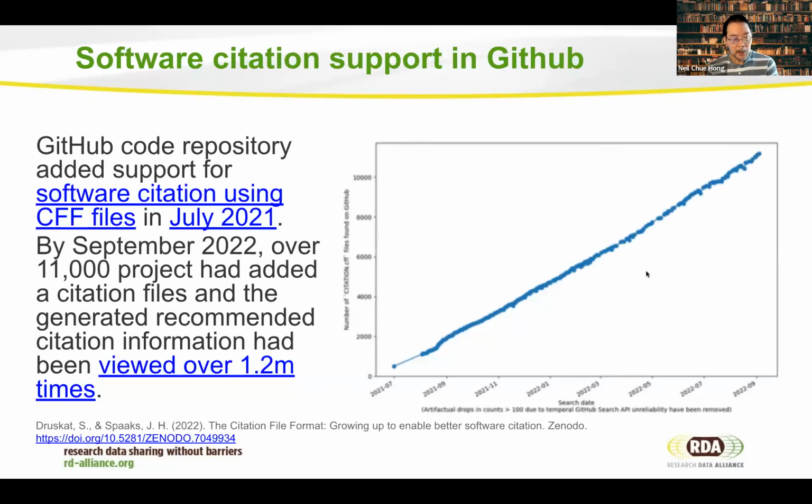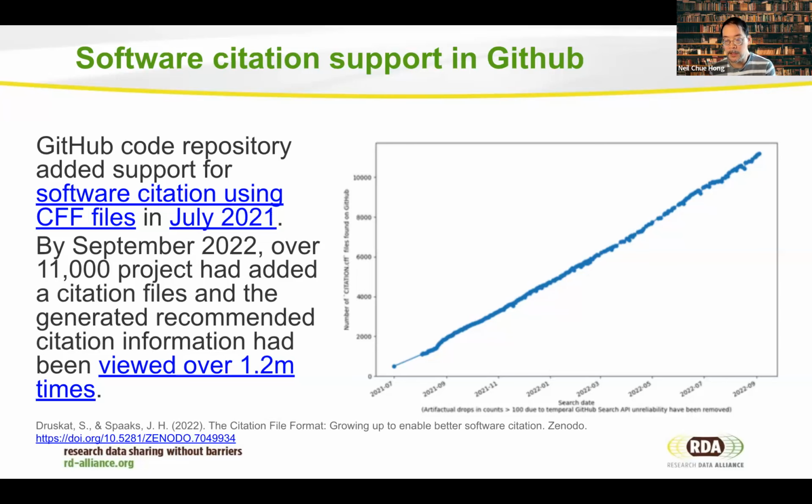So what is happening to change this? There are initiatives that are helping us to try and get to better metadata and better citation practice. One of them is the support that's been rolled out in GitHub, which is the most popular code repository for researchers, where they added support for software citation using a format called Citation File Format in 2021.